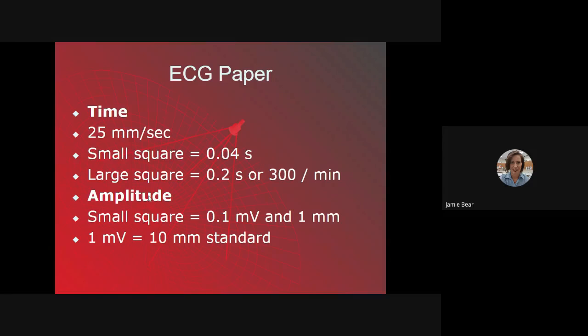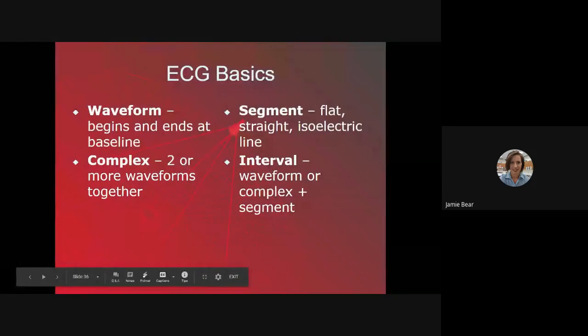And then the amplitude, or how tall the waves are: one small square is 0.1 millivolts and 1 millimeter. Therefore, 1 millivolt is 10 millimeters standard. I don't want you to memorize the amplitude, just understand that. But I do, once again, need you to memorize that one small square is 0.04 seconds and one large square is 0.2 seconds. That'll be good when we're looking at our PR intervals to see if there are any blockages.